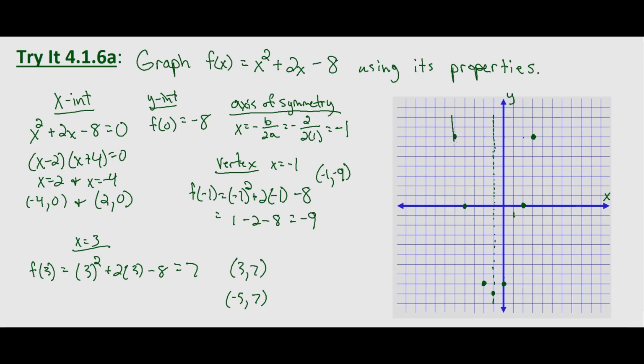So we'll go ahead and connect our dots to give us our parabola. And there is the graph of the function f of x equals x squared plus 2x minus 8 using its properties. And again, for a quadratic, that means x-intercepts and y-intercept if they exist, axis of symmetry, vertex, and then possibly a couple other points. And as you noticed, it's a lot easier to use symmetry than it is to use algebra, but either of them will work fine.